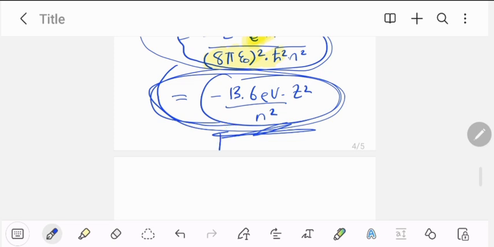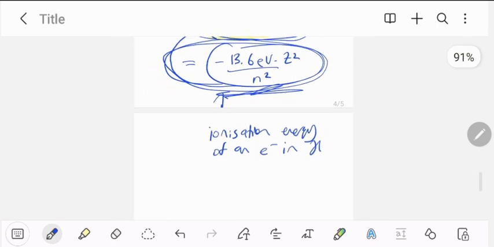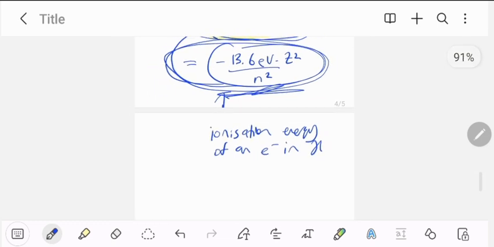I should also specify, this formula here is also known as the ionization energy of an electron in hydrogen. You can do calculations with this in the HSC. They might ask you this. Let's say, work out the ionization energy of the electron in the second shell. So what you do is use the formula, which is this.